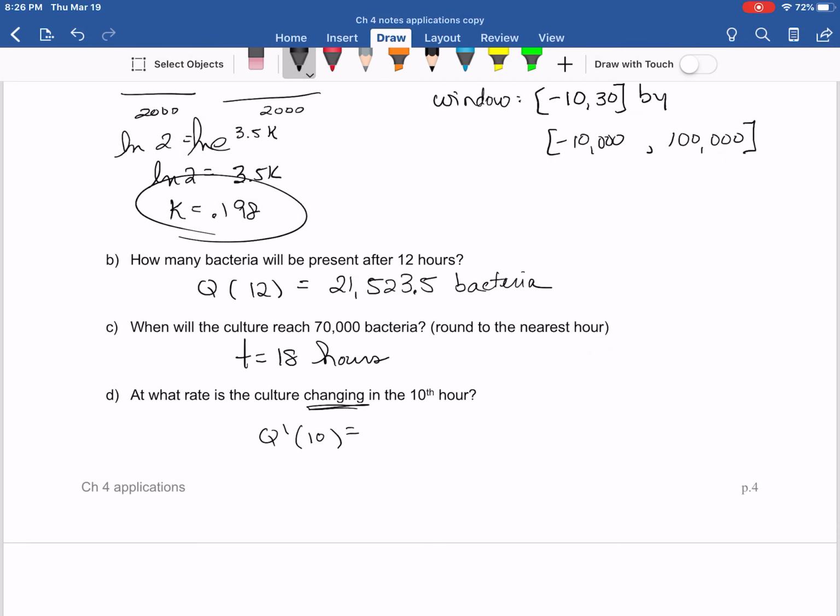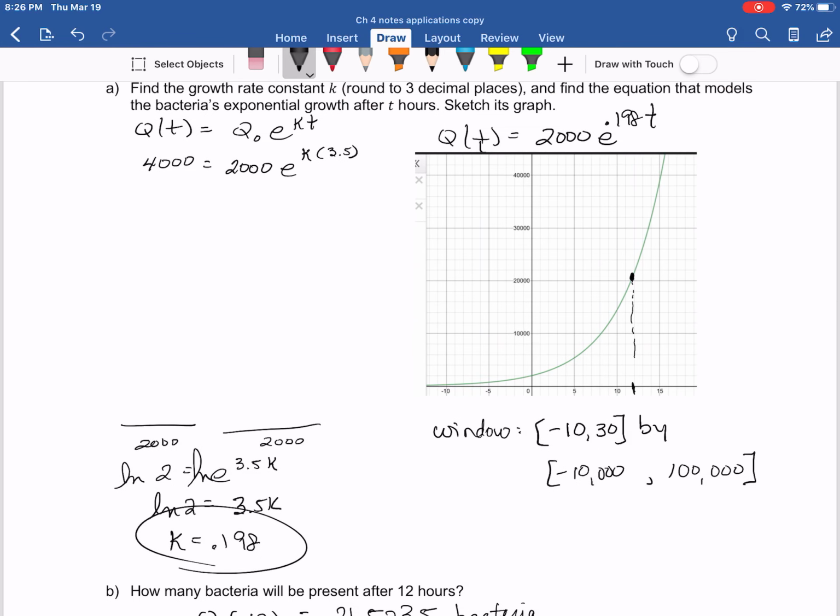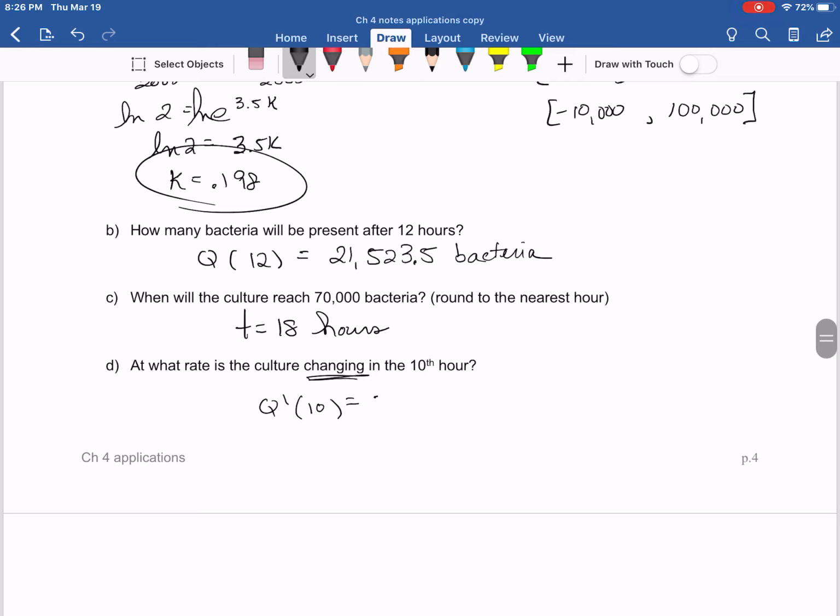Now, the slope of that tangent line is what I'm finding right now. Here we go. So Q prime of 10. Okay, so the derivative of my quantity function is going to be 2,000 times 0.198, which is 396, times e to the 0.198 times 10, and that is equal to 2,868 bacteria per hour.